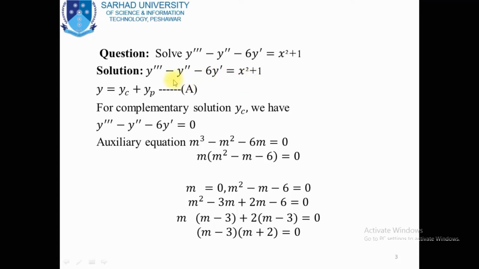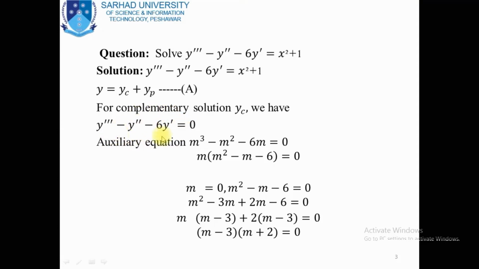So there will be two solutions. One is the particular solution and the other is the complementary solution. For the complementary solution, consider the homogeneous case for this non-homogeneous equation. The homogeneous case is y triple dash minus y double dash minus 6y dash is equal to 0.